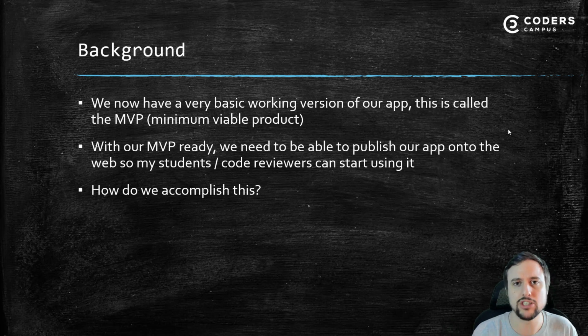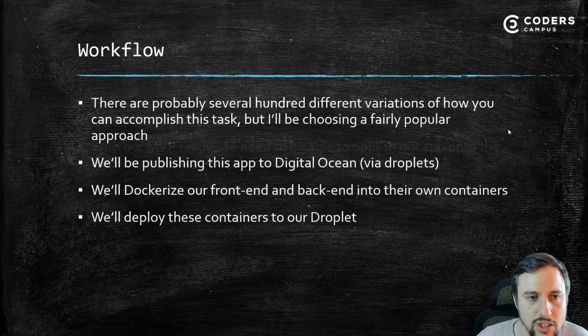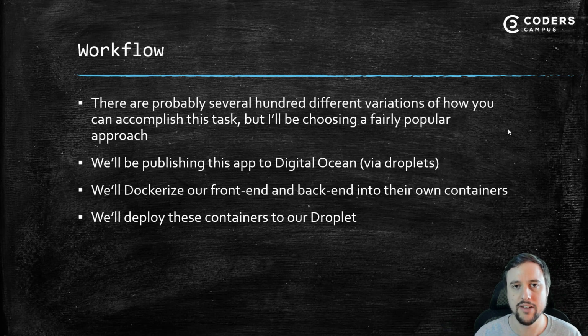So how do we do this? How do we actually publish something onto the internet, get it away from localhost and put it onto an actual domain, like assignments.coderscampus.com, where you can go and see this application in use? Well, there are probably several hundred different options for you, ways to deploy things.